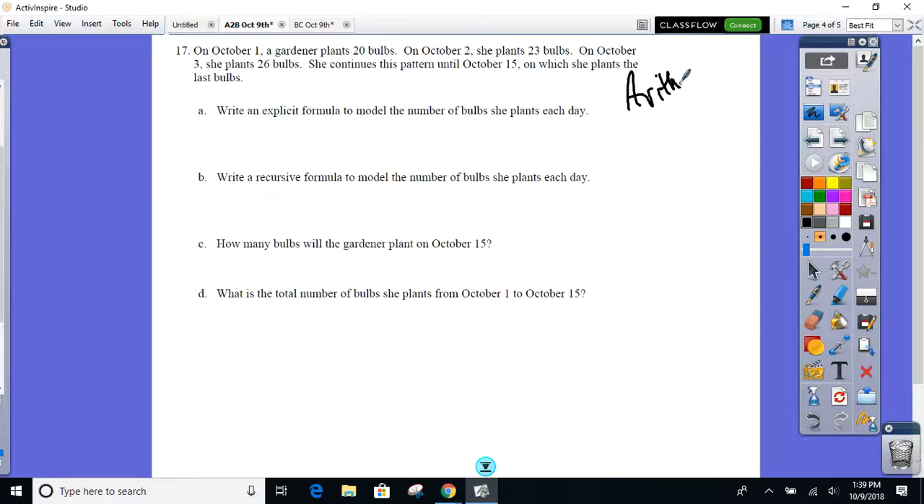Explicit formulas, just like writing the rule for the nth term. So go to your formula sheet. Look for arithmetic. What am I plugging in for n? n. First term. Plus n minus 1 times the d value. Okay. So you could leave it like that if you wanted to. If you want to clean it up and distribute, go ahead. Your call.